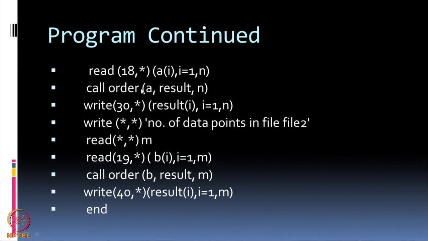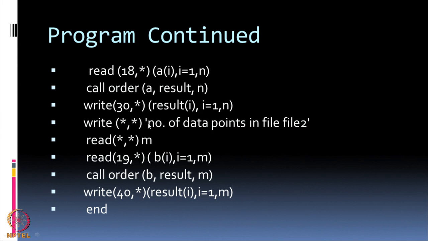Now, I will say call order A result n. So, A was my array, result is the final array into which it is put in order, and n is the number of data points. Call order will arrange them in an ascending order, then write 30 comma star result I going from 1 to n, it will write the result. In this case, it will write on the screen.